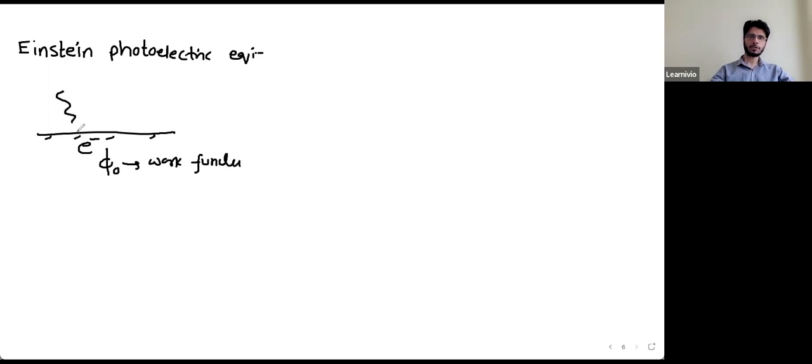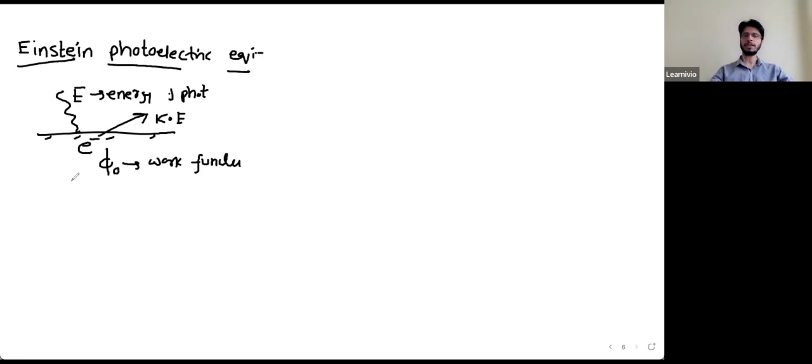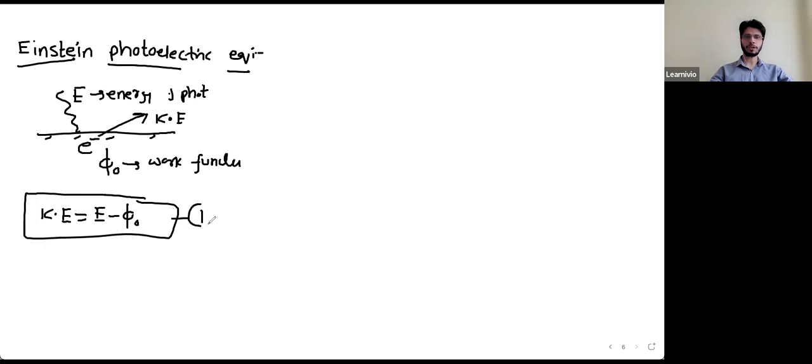And you incident a photon, energy of the photon is E. If energy of photon is greater than work function, then this electron will eject with a kinetic energy K. So Einstein's photoelectric equation basically connects these three things: energy, kinetic energy, and work function. This is the same thing from where we started, that kinetic energy is energy of incident photons minus work function. This simple equation is known as Einstein's photoelectric equation.